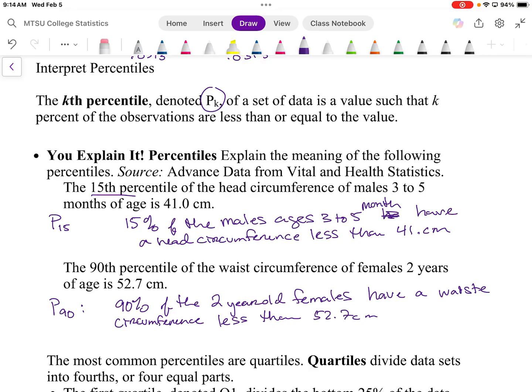So the 52.7 centimeters is the waist circumference, and we know based on this study, the statistics, 90% of the 2-year-old girls have a waist circumference of that amount and less. Okay? So only 10% have a waist circumference bigger than that. Percentiles are always what's less than.